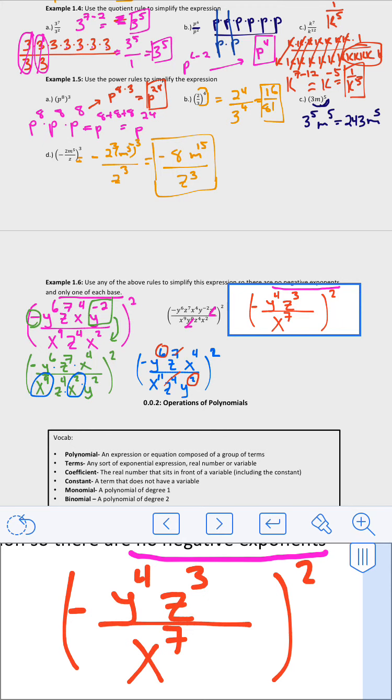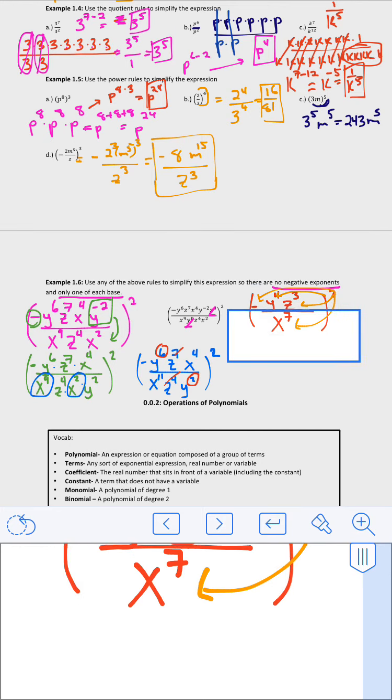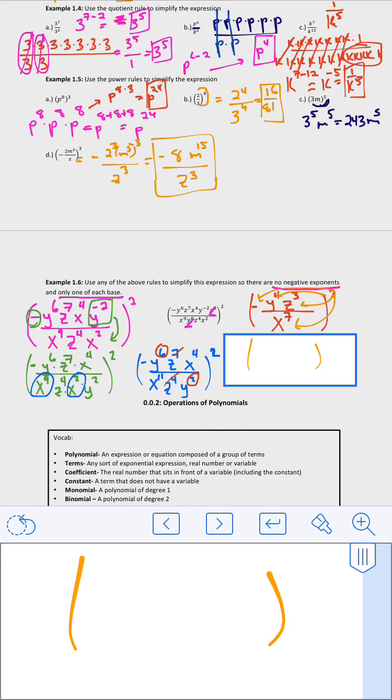So everything is now to the 2nd power. That's the 2nd power. That's the 2nd power. That's the 2nd power. And even that is to the 2nd power. That negative 1 is to the 2nd power. So this ends up being a positive, right? Negative 1 times negative 1 is going to be a positive 1, so that negative actually goes away.